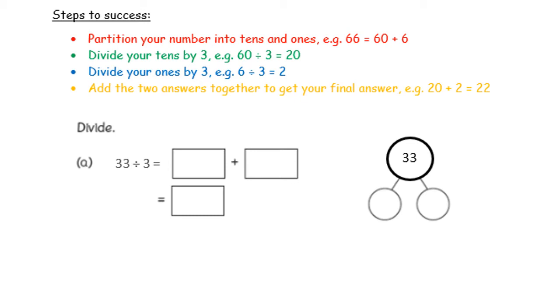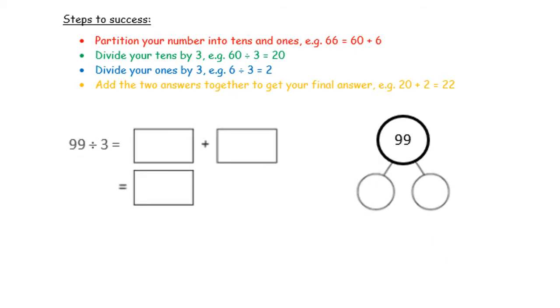For our example on the sheet, number 1, we've got 33 divided by 3. Firstly, we need to partition 33 into tens and ones. So that is 3 tens, or 30, and 3 ones. Then we need to divide our tens by 3. So 30 divided by 3, we should know that's 10. And then 3 divided by 3 is 1. So then you do 10 plus 1 is 11.